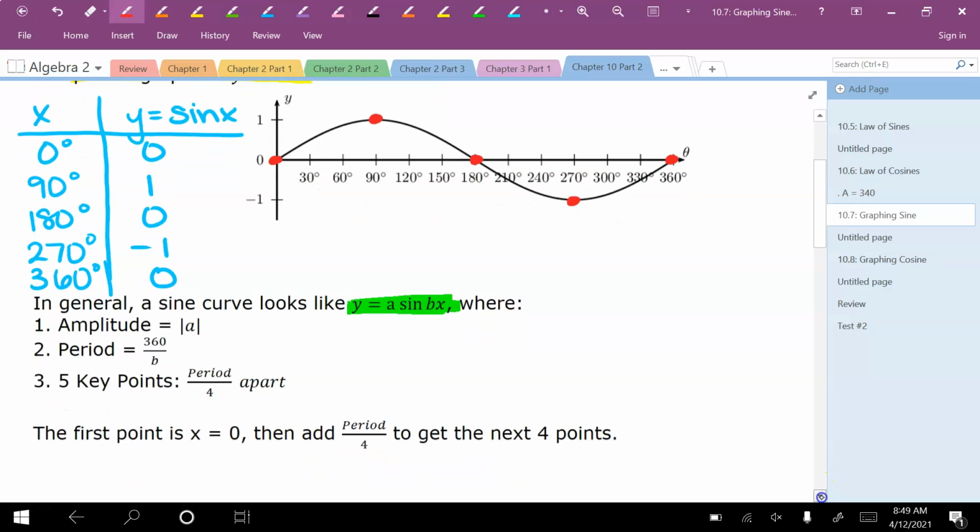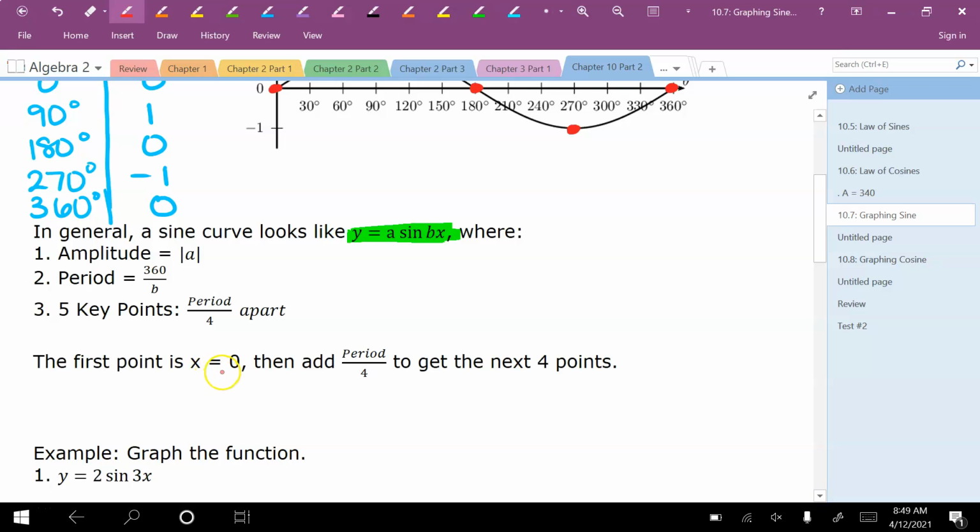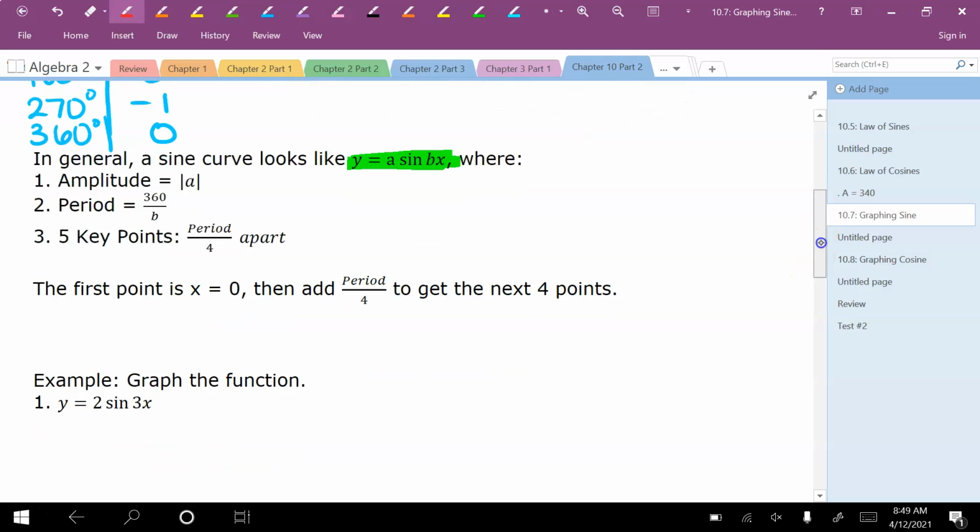So the first point is going to be x equals 0, and then you add whatever the period divided by 4 is to get your next 4 points. So that's when you add 90, or you add 45 or 30, whatever it comes out to be, to get your 5 key points that you're going to graph. So let's take a look at an example together.